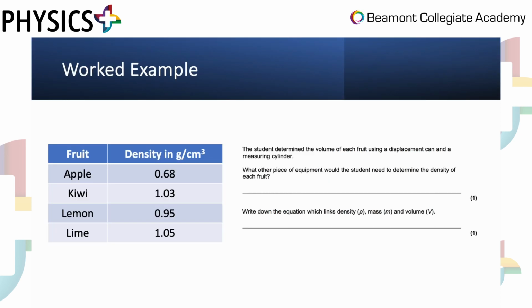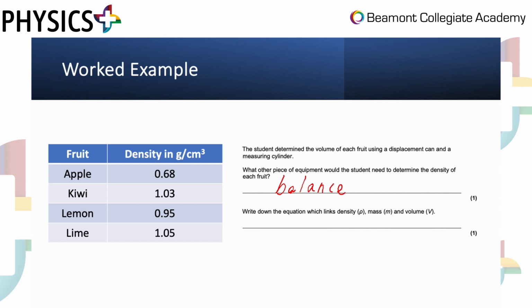Worked example. We're provided with a table with a list of fruits and their densities. The student determined the volume of each fruit using a displacement can and a measuring cylinder. What other piece of equipment will the student need to determine the density of each fruit? So this would be a balance or a set of scales.